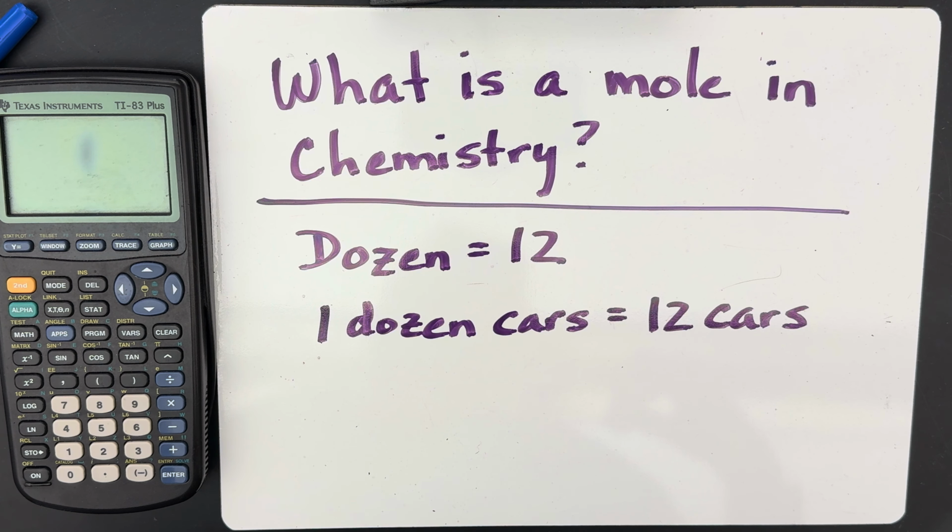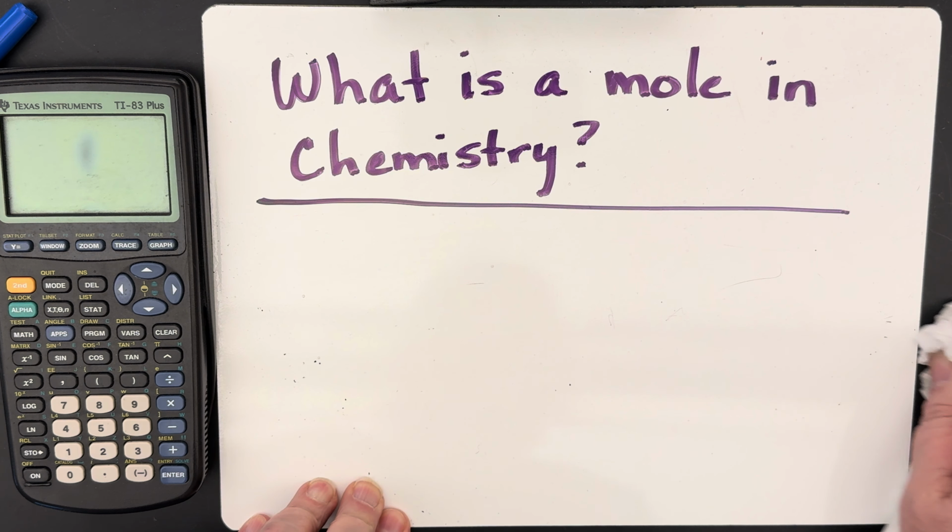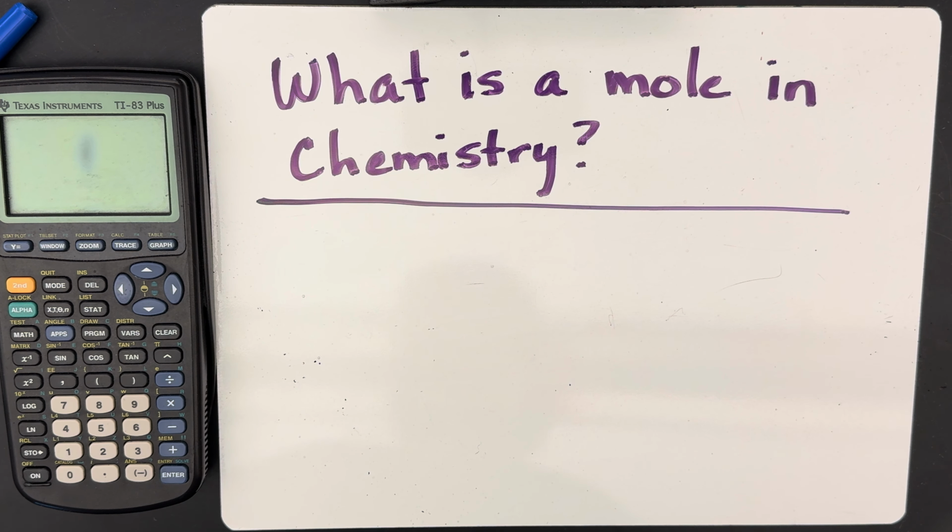A mole is a number of particles. It just happens to be a really big number of particles. So atoms are tiny, and it takes a whole lot of them to add up to masses that we can weigh on a scale, that we can find the mass on a balance. And so we need lots of them. So we need to know how many things are a mole.